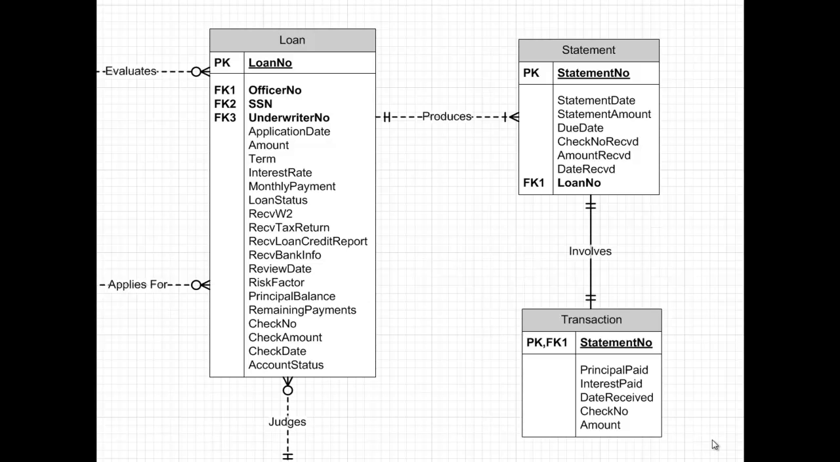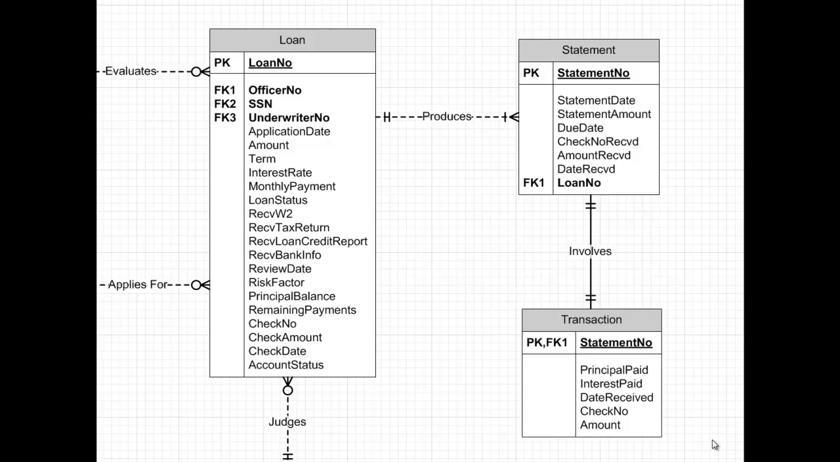In this example, the relationship between loan and statement is non-identifying, whereas the relationship between statement and transaction is an identifying relationship. The difference that you can spot in the attributes or fields is that the relationship between loan and statement does not have loan number as part of the primary key. On the other hand, if you look at the relationship between statement and transaction, transaction has as part, and in this case all, of its primary key, the foreign key linking it back to statement.